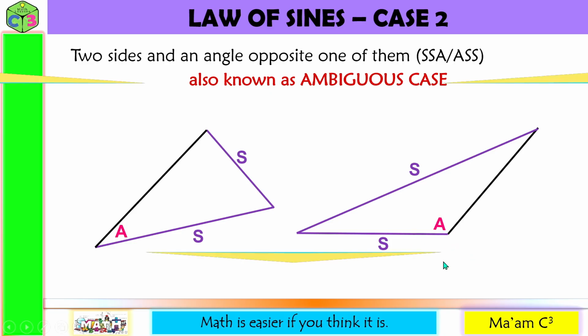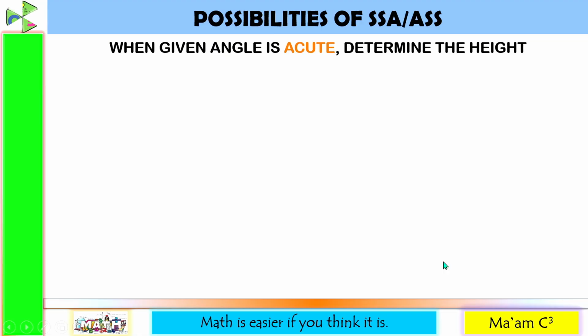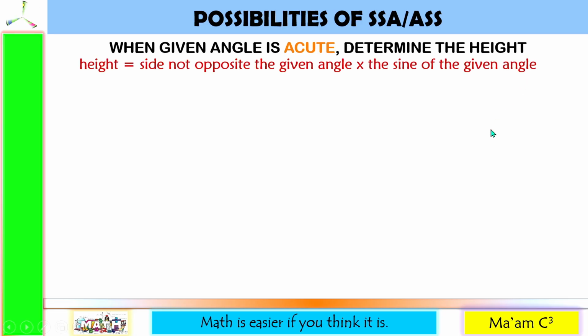So what are the different possibilities of SSA or ASS? I have divided this into three. The first one, when the given angle is acute, the first thing that you have to do is to determine the height. And how do we do that? Height is equal to the side not opposite the given angle, multiplied by the sine of the given angle. I will explain this further.